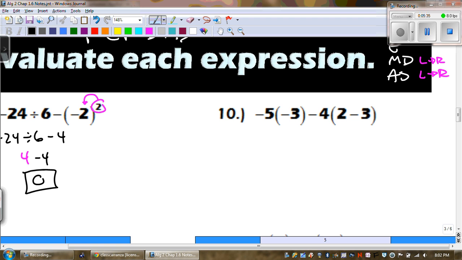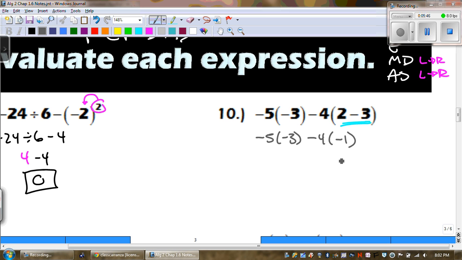Number 10. We have to do what's inside the parentheses first, which is all the way over there. So 2 minus 3 gives us -1. And now we can multiply each group. -5 times -3 is +15. -4 times -1 gives us +4. Add those two up, and we get 19.